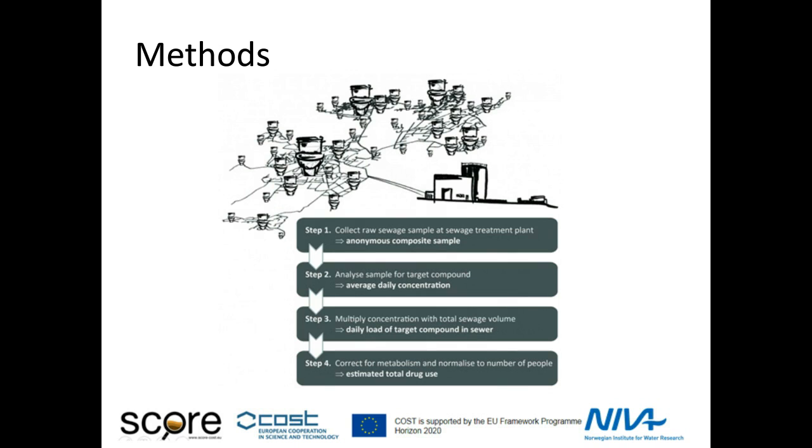And then step 4 is we correct that for metabolic processes in the human, and also for the number of people connected to a pipeline, to give a normalized figure that we can then use to run comparisons across different populations, for example. So that's a very simplistic overview of how we do it, and I'll use that to step through the rest of the talk, what we do and how we do it.